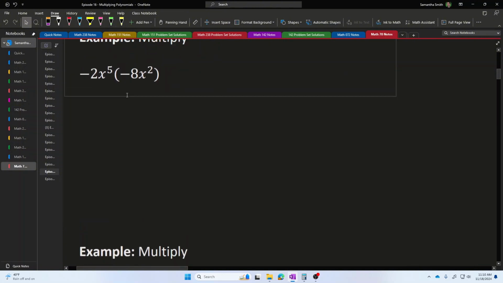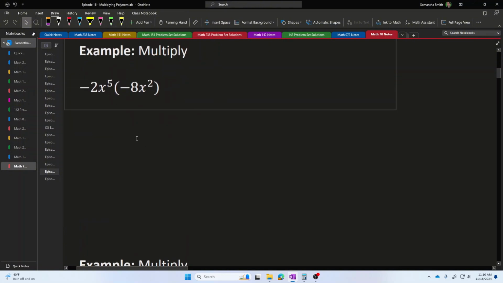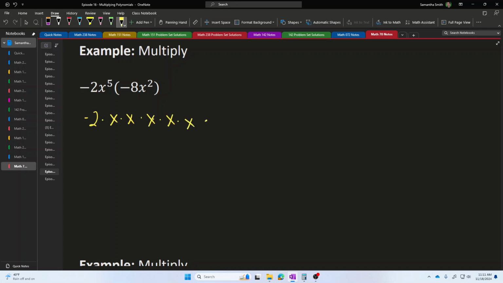Let's also try negative 2x to the fifth power times negative 8x to the second power. If I wrote this out in full, this would be negative 2 times 5 copies of x multiplied together. And that's going to be multiplied by negative 8 times 2 copies of x multiplied together. Now, if I multiply negative 2 and negative 8, that's an even number of negatives, so the result will be positive 2 times 8, resulting in 16.